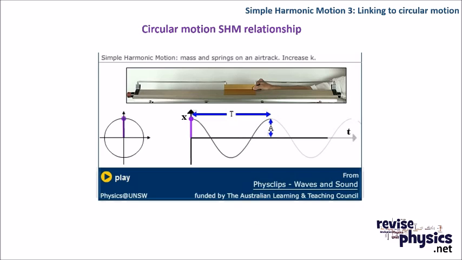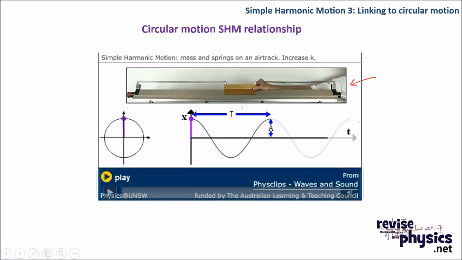Simple harmonic motion has a lot of parallels with circular motion. In this little animation here, we can see we've got the trolley that is going to oscillate backwards and forwards about an equilibrium position. And those oscillations are going to yield an extension or a displacement from the equilibrium position. That's going to be mapped on this displacement time graph here, which, as we saw before, is a cosine function.